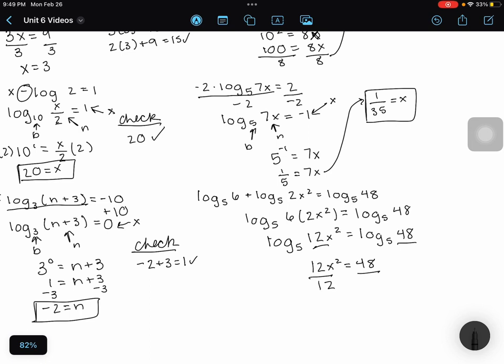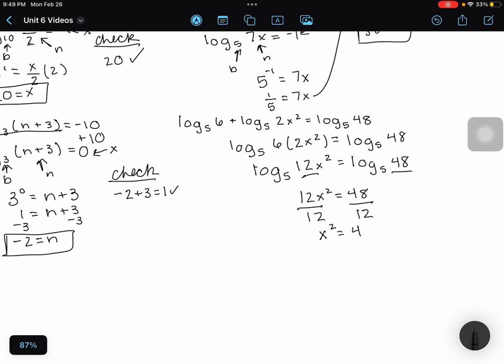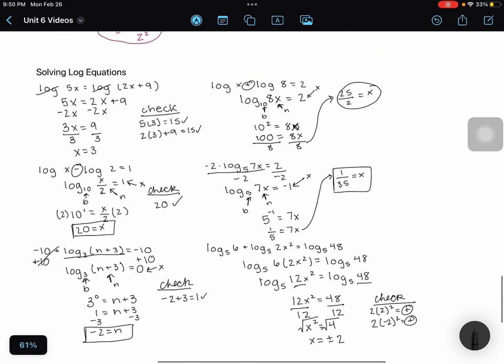Divide both sides by 12. x squared equals 4. To get rid of the square, I take the square root of both sides. Okay, x equals plus or minus 2, because remember, -2 times -2 is a positive. So I want to check both of those values. So over to the side, I do 2 times 2 squared, which is going to be positive no matter what. And 2 times -2 squared is also going to be positive. So that's a quick review on how we solve some log equations.